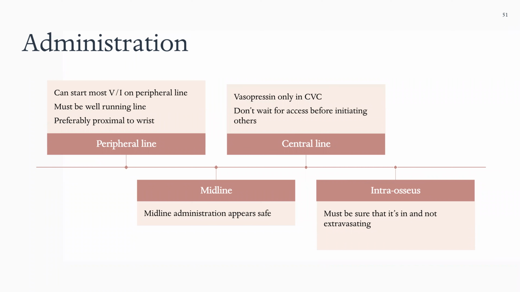Central lines. Vasopressors should only be placed in a central line. That is because there's no reversal agent for vasopressin. And you don't have to wait for central line access before you start your other inotropes. Intraosseous, you have to be really sure that it's in and not extravasating. If it's a deep intraosseous and you start your inotropes, it might be a while before you notice it's extravasating. So you really have to be sure that your IO is in.